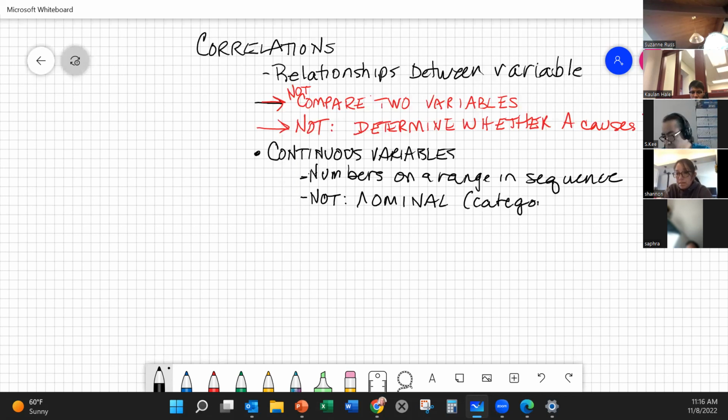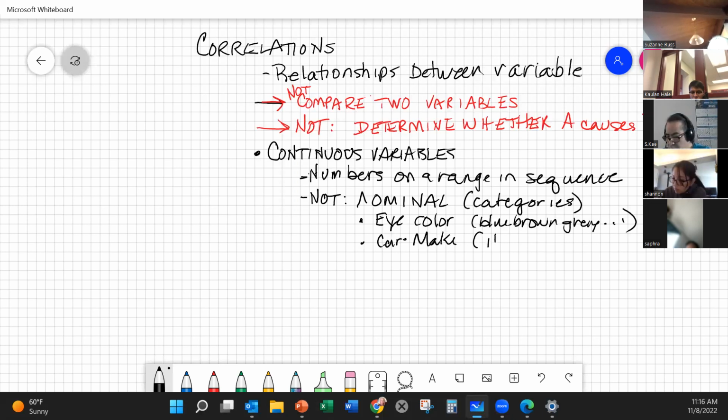Let me take a few examples of these, and then I'm going to ask you for some examples. When we think about nominal, we might think of eye color. If we listed blue, brown, gray, etc., it doesn't matter what order we list them in. They're just names. Car make, Honda, Chevrolet, etc., those are nominal, and we don't typically use these. We can, but that's not typically what we do for correlations.